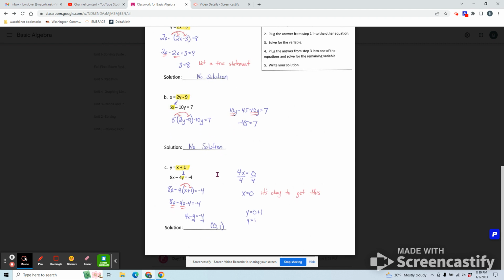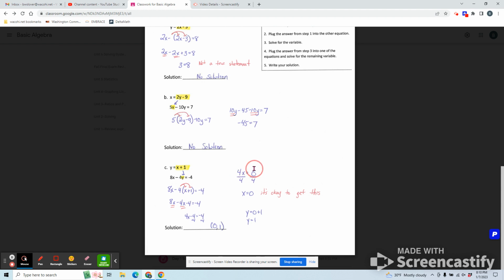And then letter C, I have y isolated. I have y solved for. I plugged it in. I distribute a negative 4. So I get 8x minus 4x minus 4 equals negative 4. So 8x minus 4x gives me 4x. I know there's a lot of 4's going on. So 4x minus 4 equals negative 4. I add 4. I get 4x equals 0.